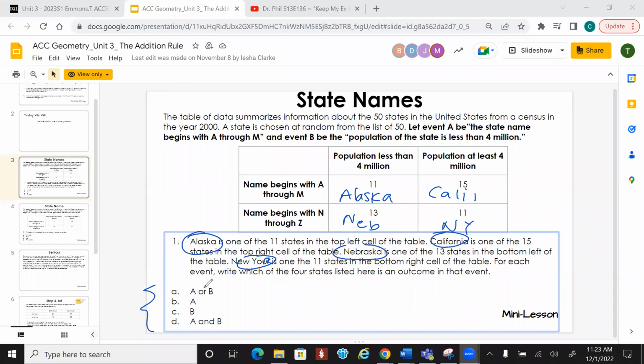So A or B. I mean, is that anything that fits in population less than 4 million, or anything that begins with A through N? Okay, so what would fit in that? There can be more than one state. Less than 4 million, or names begin with A through N. Alaska, California. Nebraska. New York would not. New York has at least 4 million. We want less than.